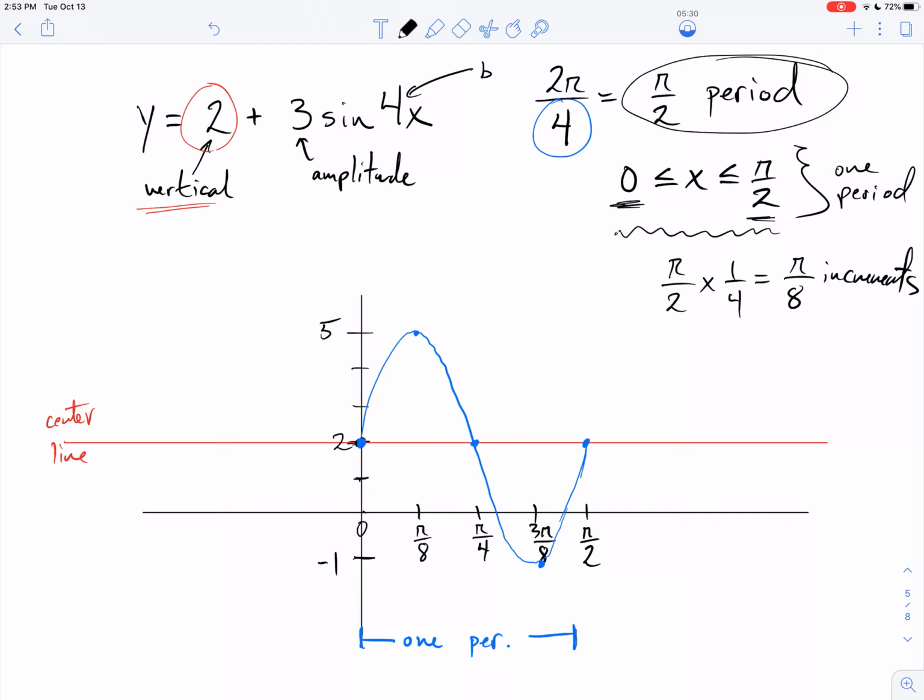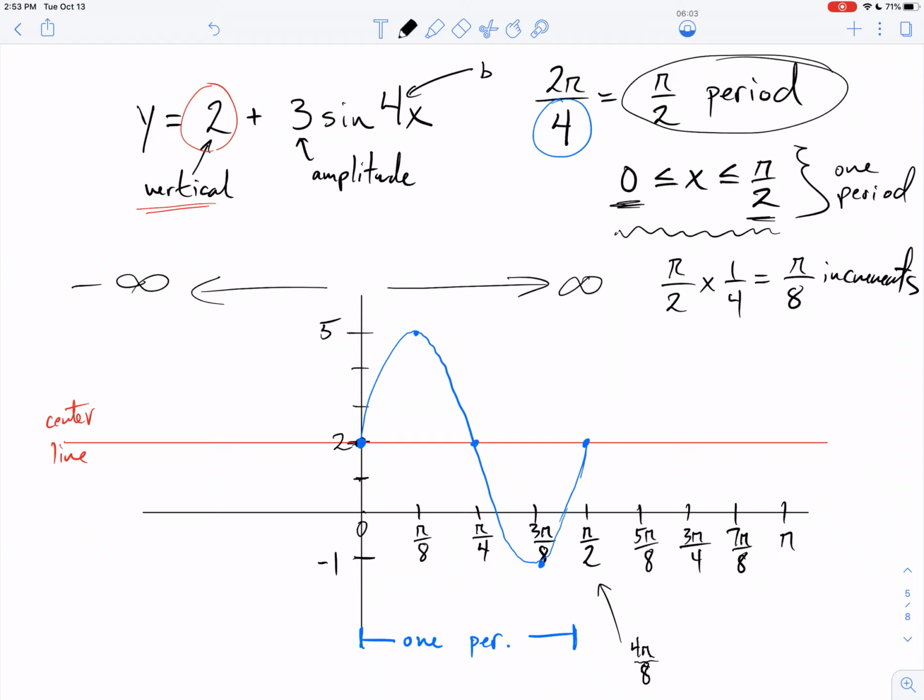Remember, this graph is infinite in both directions. But if all they want is 2 periods of a function, I could just say, okay, I left off here at pi over 2. Remember, pi over 2 could be 4 pi eighths. So this next mark would be 5 pi eighths. Then 6 pi eighths, but I would reduce that. Then 7 pi eighths. Then 8 pi eighths, but I would reduce that.